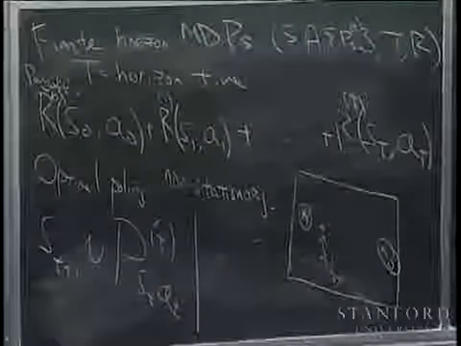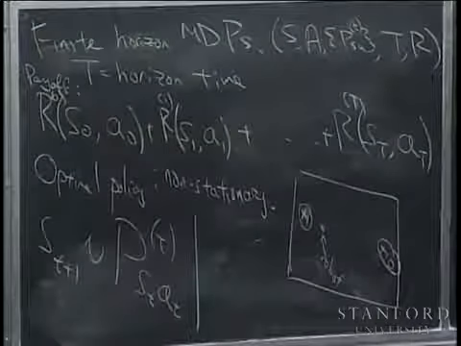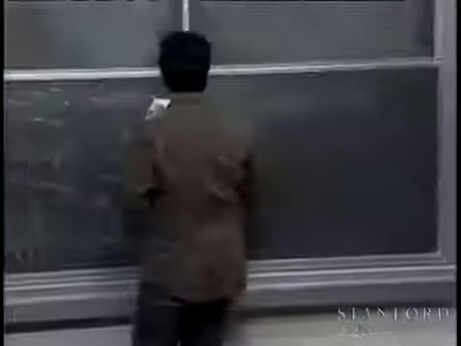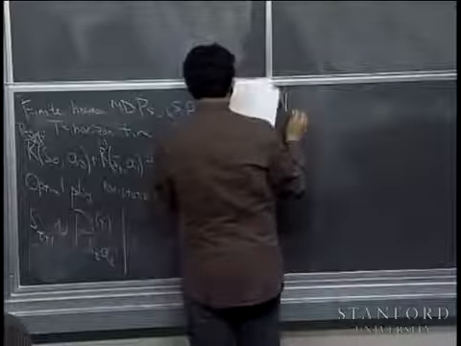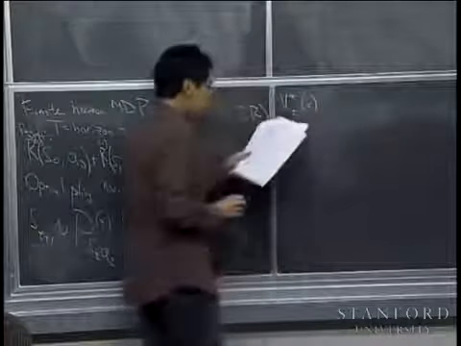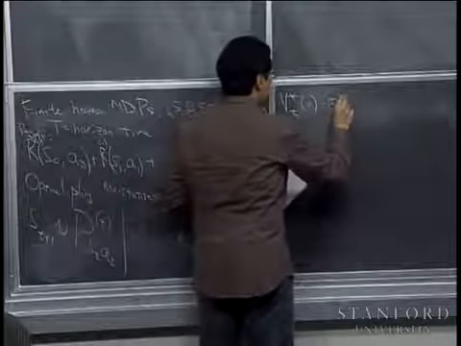So now we have a non-stationary policy. Let's talk about an algorithm to actually try to find the optimal policy. So let me define the following. This is now a slightly modified definition of the optimal value function. Let's just write this down, I guess.